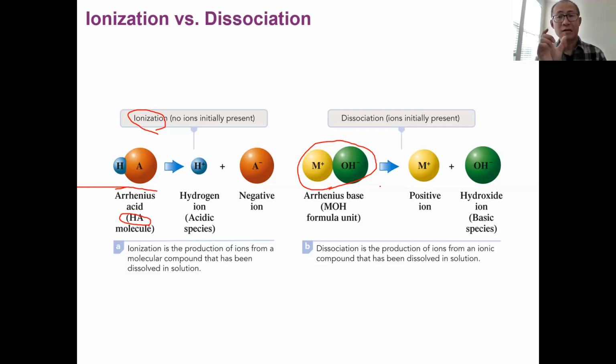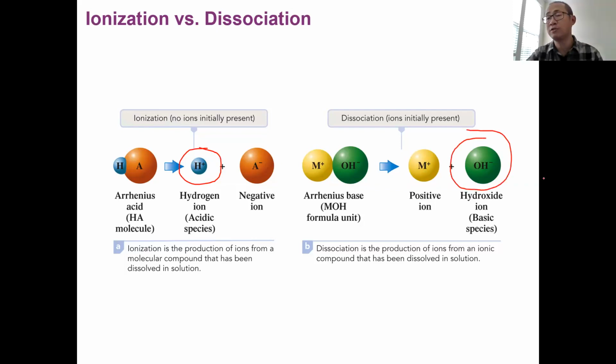So the names of these two processes, or what happens, are slightly different. For acids, the process is called ionization, producing ions. For bases, dissociation, the ions basically separate by water. Again, the definition of acid is producing a proton. The definition of base is producing OH minus, hydroxide ion. That's the definition of Arrhenius base and acid.